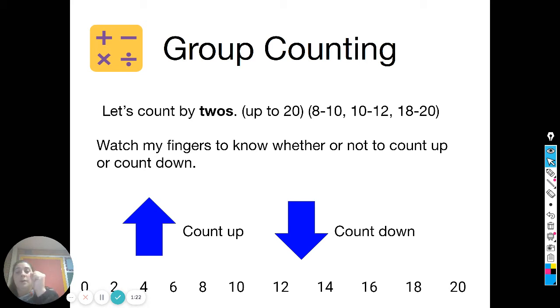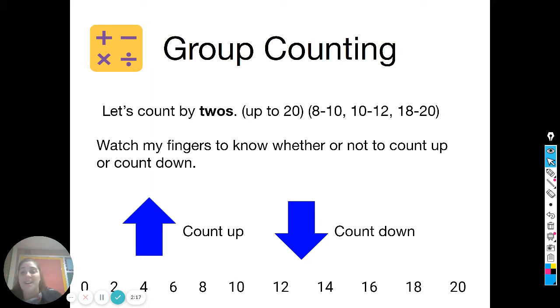2, 4, 6, 8, 10, 8, 10, 12, 10, 12, 14, 16, 18, 20, 18, 20.